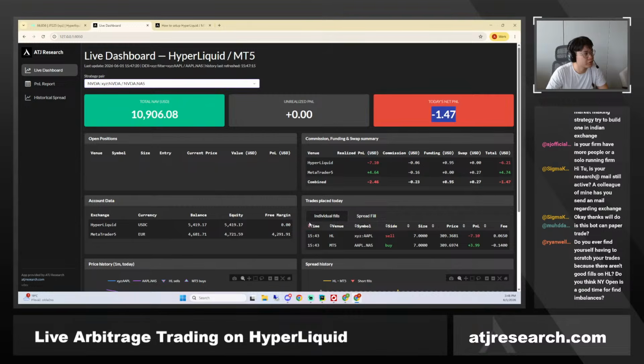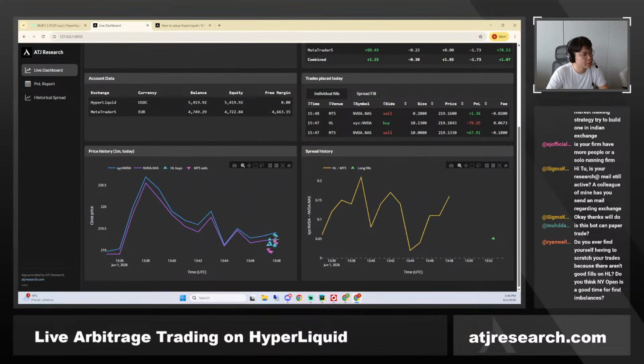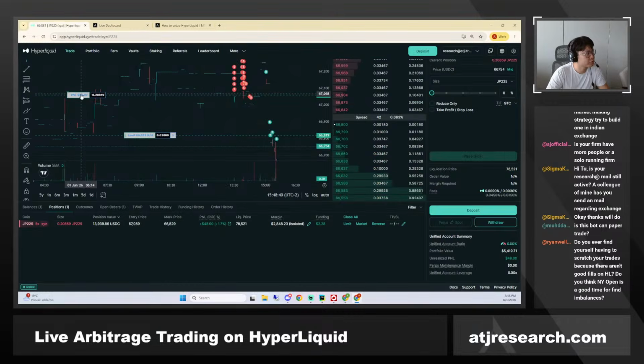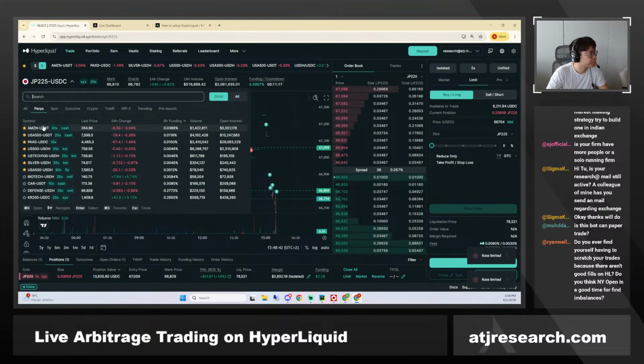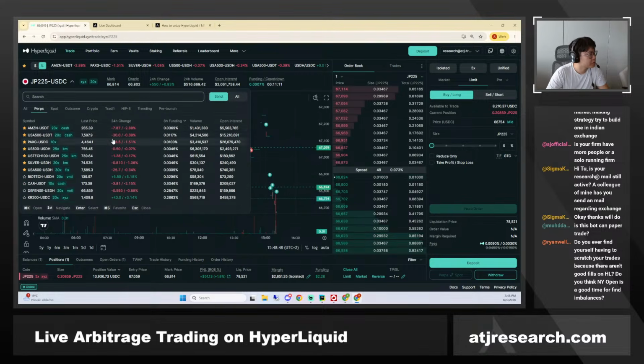So here our realized P&L on NVIDIA, we made plus $1 US. Again, we exited at an unfavorable price, but in total we still made a profit. And so these are our arbitrage trades. So everything is super nice. And so for today, we only have JP225, and I need to check on the server if my S&P 500 is still running, but it should be running.